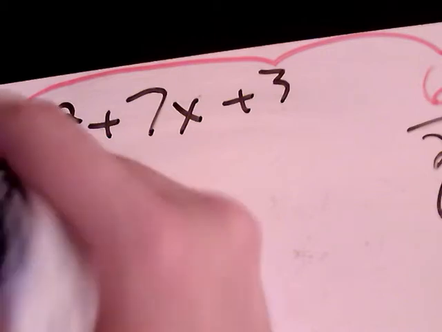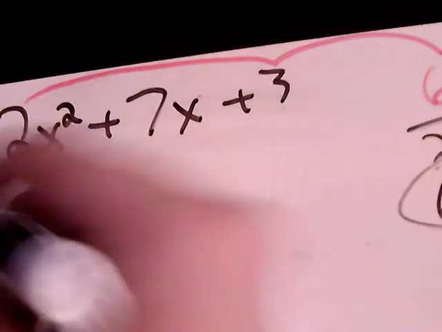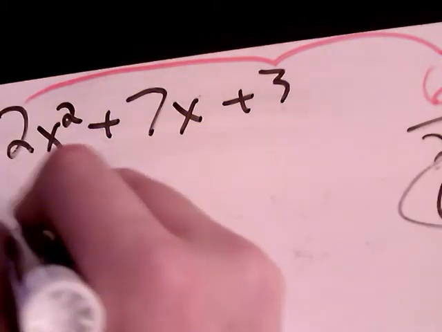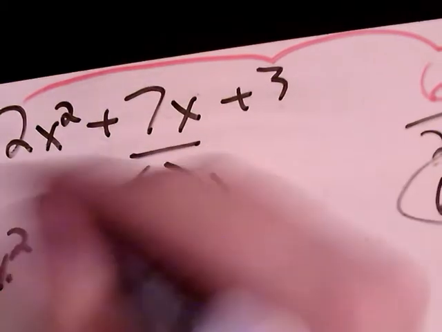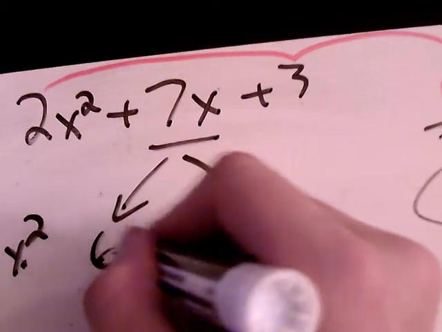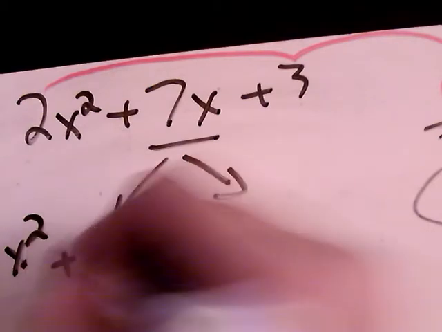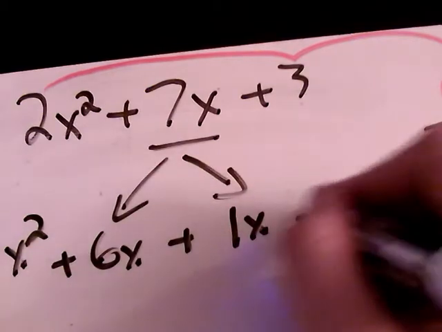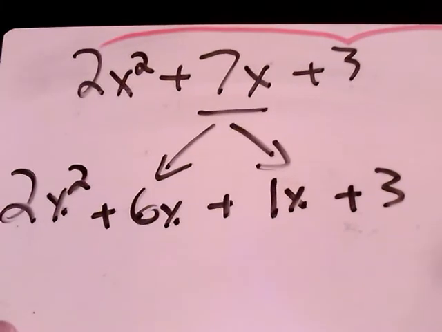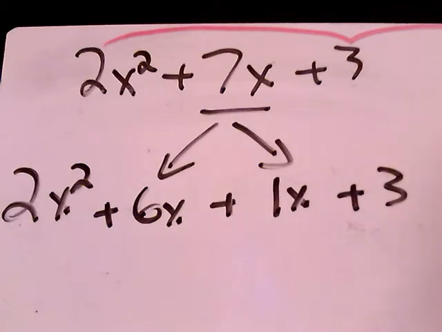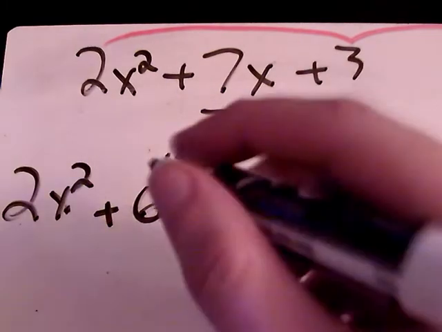So what you're going to do with this information is you use this. You're going to take 7x and split it up. You're going to split it up into 6x and then a 1x. So now we have split it up. If I were to add like terms, 6x plus 1x would give me 7x, just what we started with.